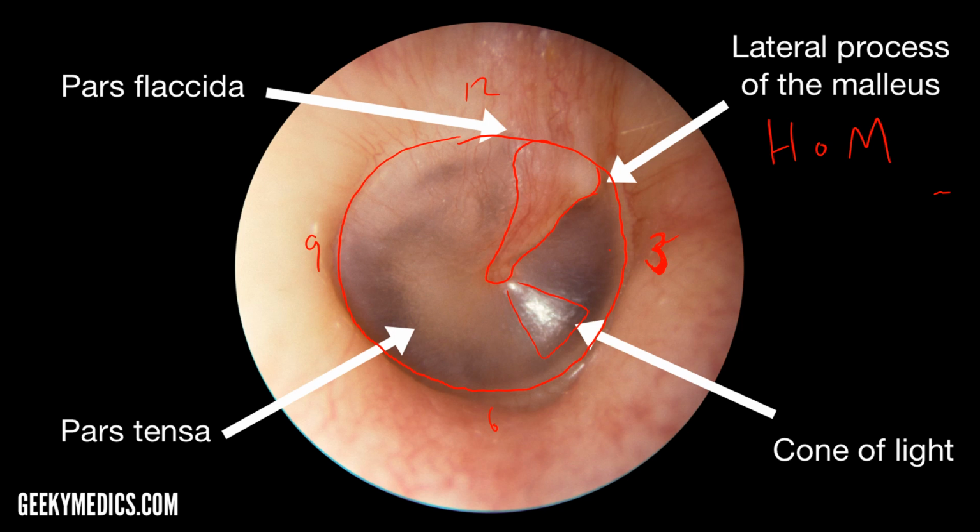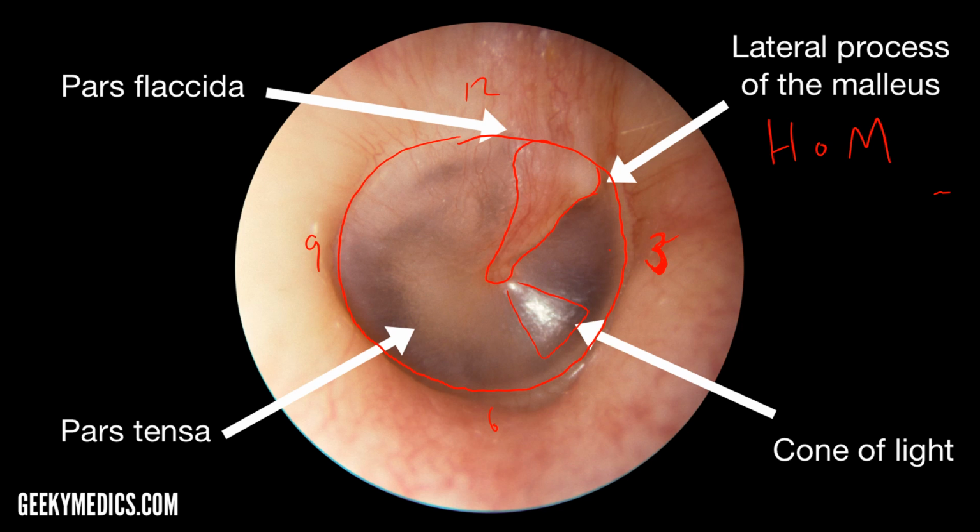which is why with otoscopy, we always start with what you might refer to as the good ear first. So if a patient has a unilateral problem, then we would start by looking in the good ear so we can orientate ourselves to what is normal for the patient. But even so, you might see some slight differences between the patient's left and right ear.